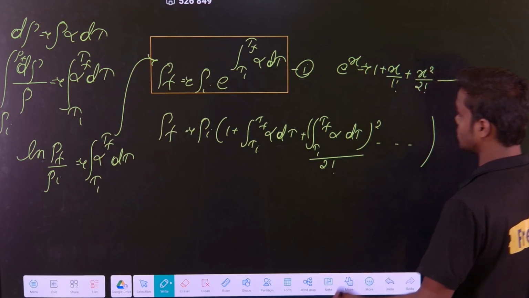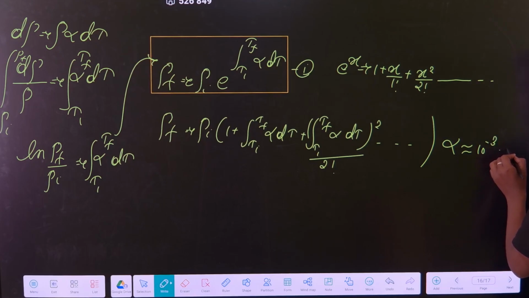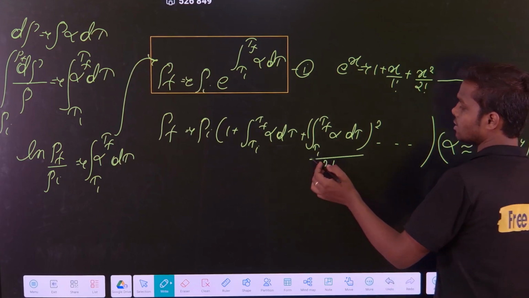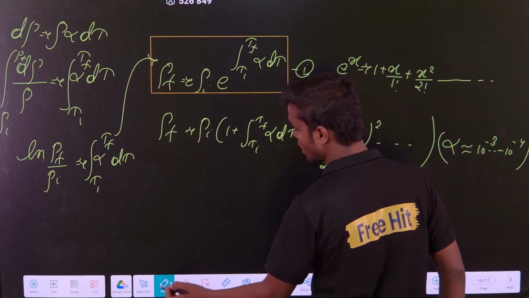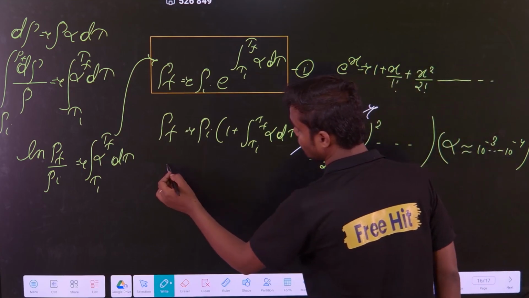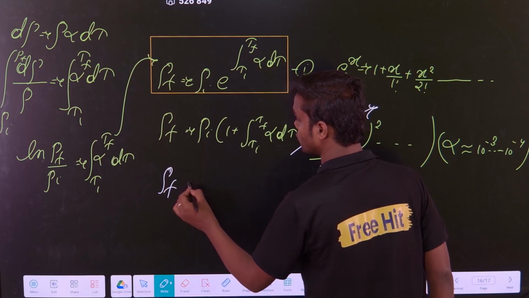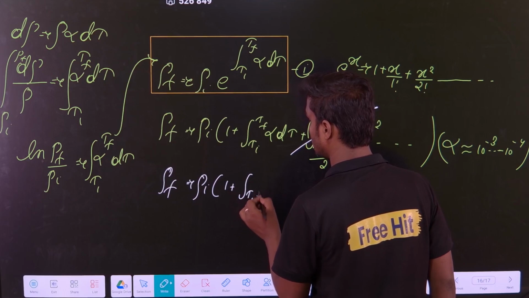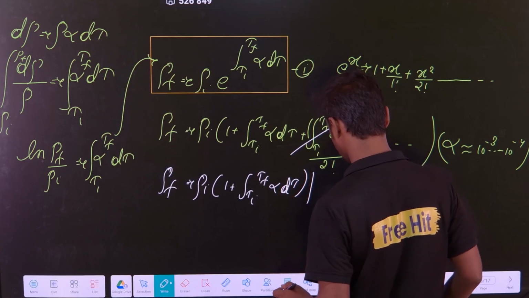I told you that my alpha value will be almost in the range of 10 to the power minus 3 or 10 to the power minus 4, like that. So I can say my higher degree terms will be almost 0. These values will be very small, so I can neglect them. So from here I get another formula, that is rho final is equal to rho initial into 1 plus the integral from Ti to Tf of alpha into dt. So this is our one equation.